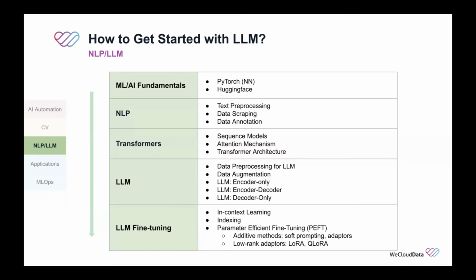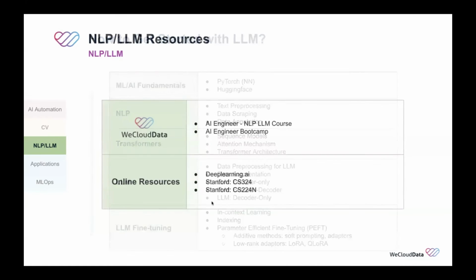Okay. After you've learned these basics, you move on to applications or fine-tuning the large language model. So we briefly talked about in-context learning, prompt engineering, then indexing, RAG, and also parameter-efficient fine-tuning. These are the things you need to learn if you want to become an LLM engineer.